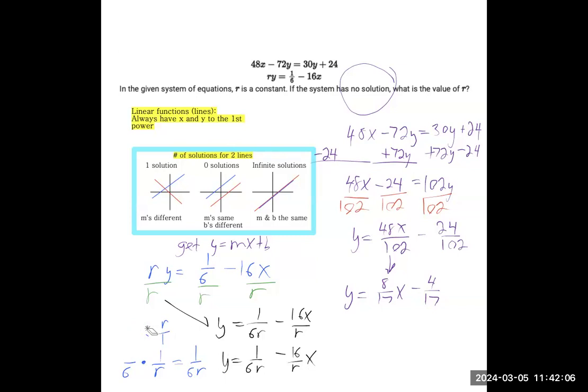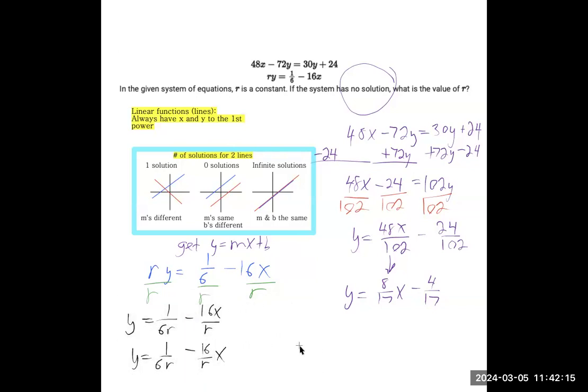Let's go ahead and just delete this because it's taking up some space. Move some stuff over. And we're going to rewrite this one more time as y equals negative 16 over r times x plus 1 over 6r. And that's because this is mx plus b form, just like we have here, mx plus b.